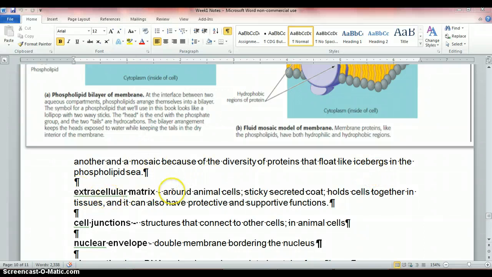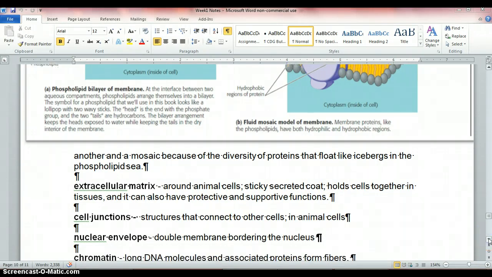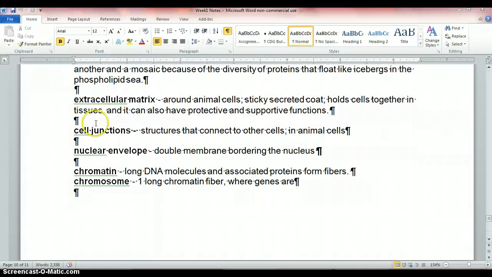Okay, extracellular matrix. This is around animal cells, and it's like a sticky, secreted coat, and it holds cells together in tissues. It has protective and supportive functions. So instead of having, you know, our cell walls hitting each other, we've got this little matrix. Cell junctions, these are structures that connect to other cells, and they're in animal cells. So whatever needs to hold us together.